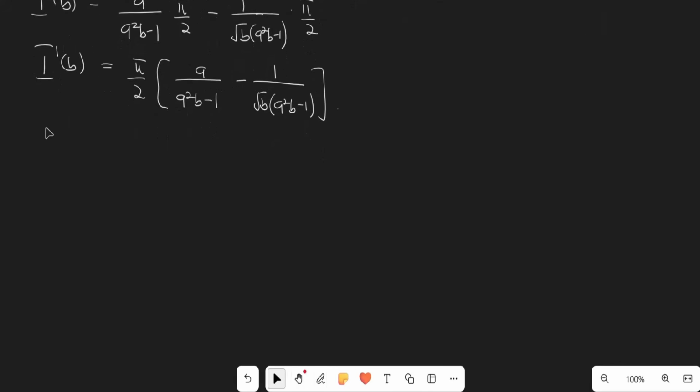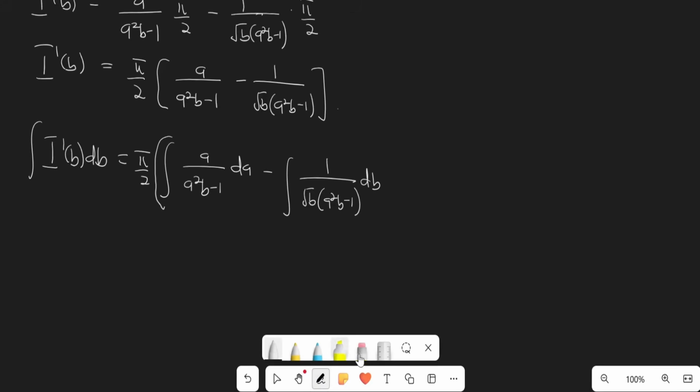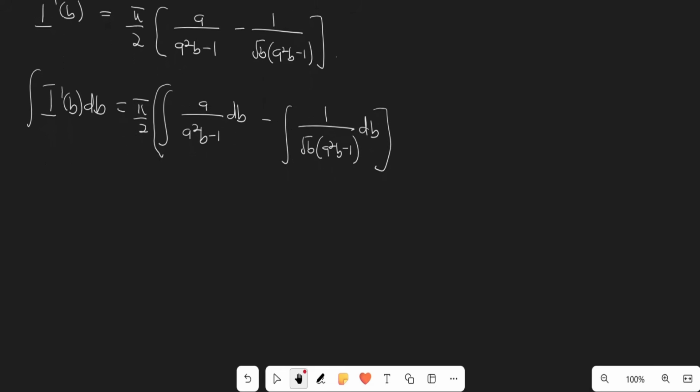So what I can do is to take the antiderivative, right? So I'm going to integrate I prime of b with respect to the parameter b, and that is going to be equal to pi over 2 times the integral of a over a squared b minus 1 db, minus the integral of 1 all over the square root of b multiplied by a squared b minus 1 db. I'm sorry, this is db.